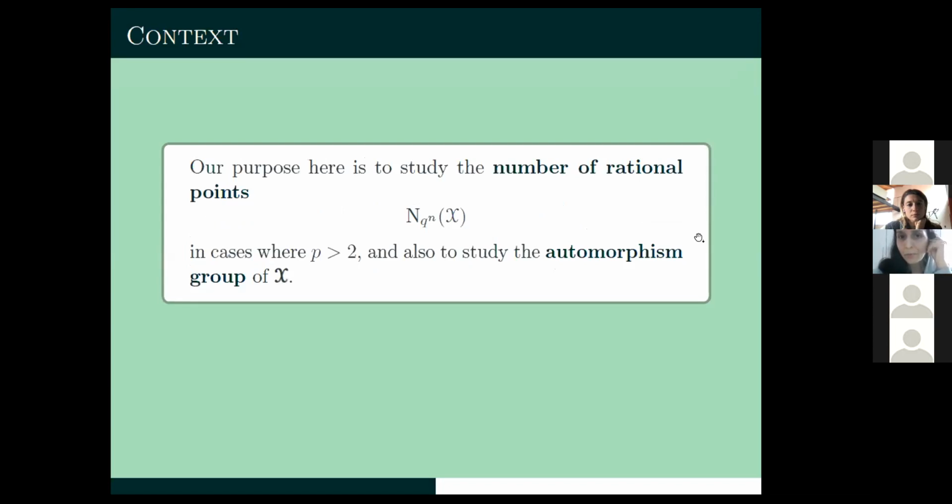The main properties we are interested in this talk are the number of rational points on the generalized Suzuki curve, and also the automorphism group. And since we know the number of rational points, we can also ask about the L-polynomial of this curve, and it is the main part of our work.